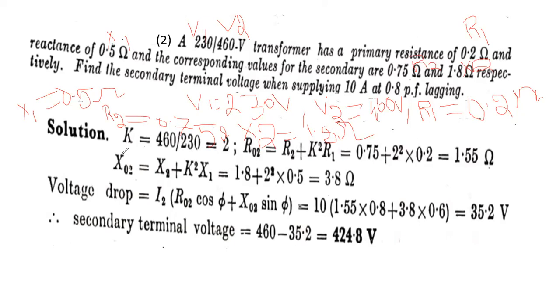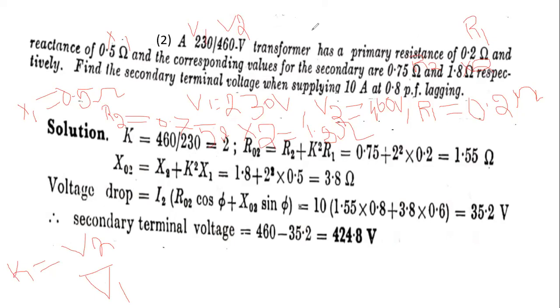First we calculate the K. What is the K? Transformation ratio. What is the formula for K? K is equal to V2 by V1. It is the transformation ratio. What is the V2 value? That is 460 volts. And V1 is equal to 230 volts. Next we calculate the R02.